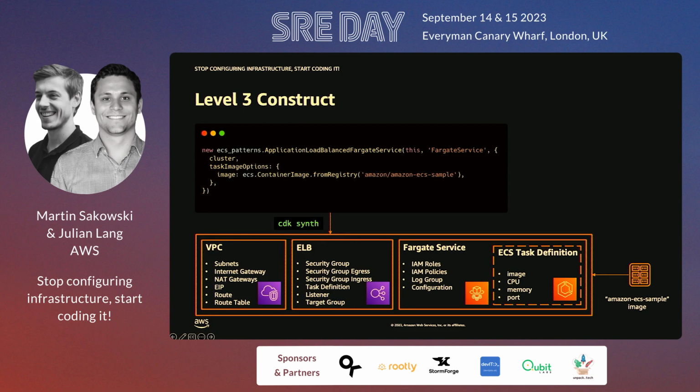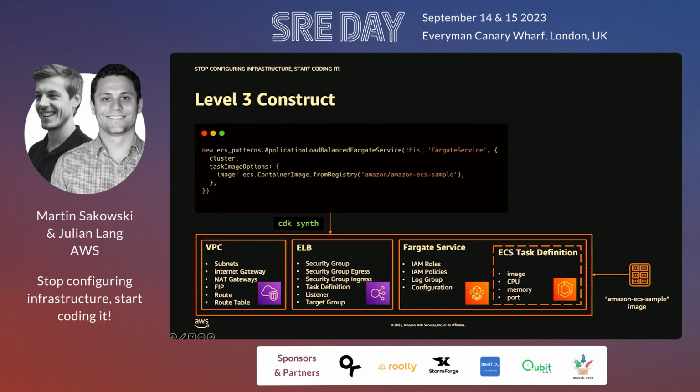We also get an application load balancer, security groups, task definition, listeners, target groups. We also get an ECS cluster with Fargate service, IAM roles, policies, log groups. So you basically get an entire stack to run containers, perfectly configured with just 4 lines of code. I think that shows how powerful level 3 construct is.